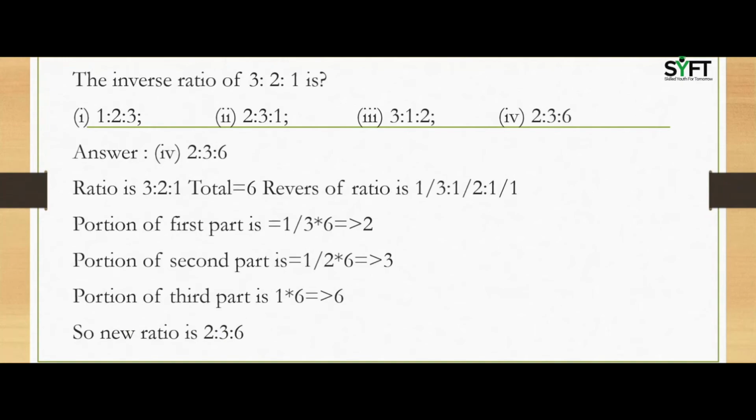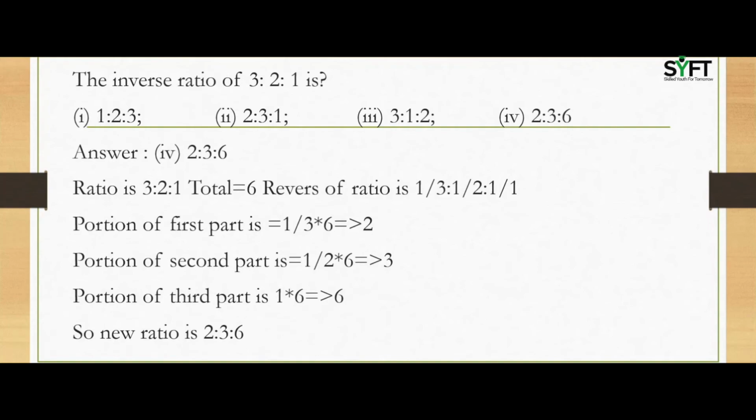In this question, we need to find out the inverse ratio of 3 is to 2 is to 1. So, how will we find this out? The ratio is 3 is to 2 is to 1 and the total is 3 plus 2 plus 1, which will be 6. So, the reverse of the ratio is 1 by 3 is to 1 by 2 is to 1 by 1. Now, the portion of the first part is 1 by 3 into the total 6. So, that will come to 2.